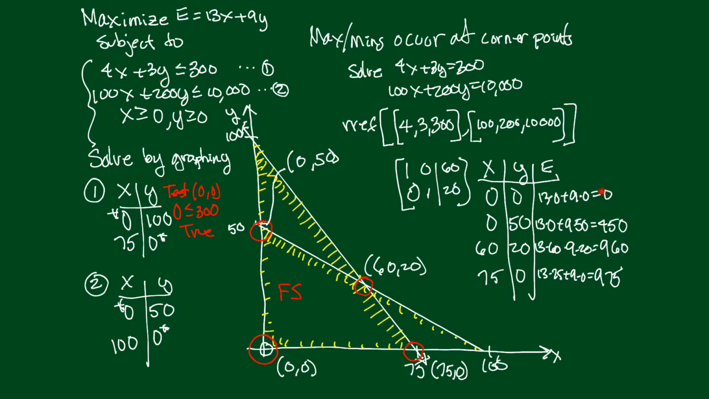So now you compare all these numbers. Which one's the biggest? It's this one right here. All right, so that's the biggest number right there. So we're going to say that the maximum earnings is $975 when, okay, we'll write it here in just a sec. So we're claiming now that E is max when X is equal to 75 and Y is equal to 0, but that's not the answer to the question.